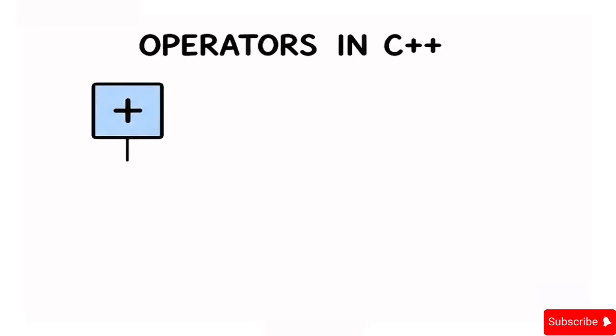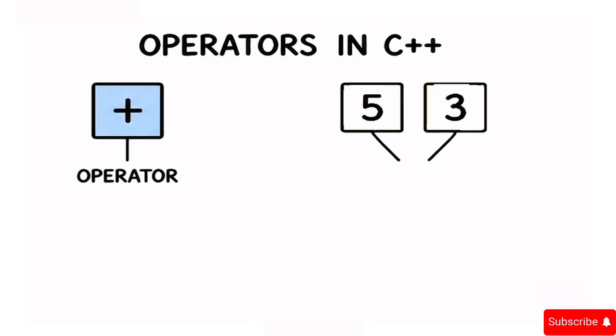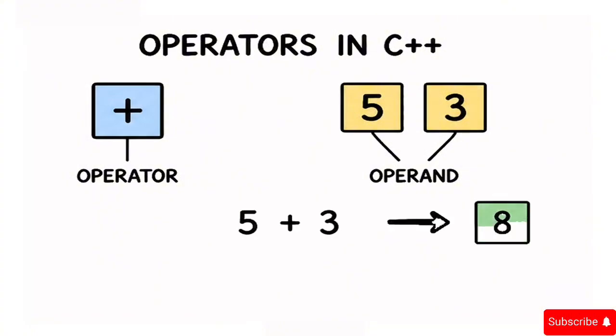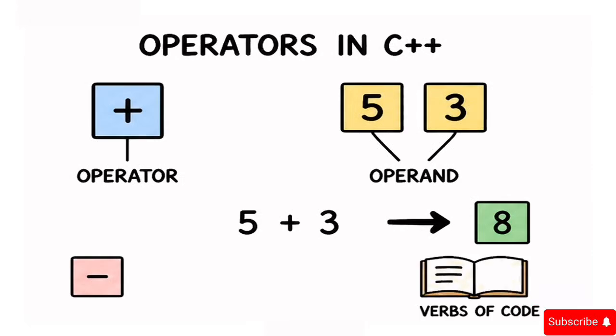What are operators in C++? Operators are special symbols that tell the computer to perform an action on values. A value is called an operand. The plus sign adds two operands. The minus sign subtracts them. Operators are the verbs of code.